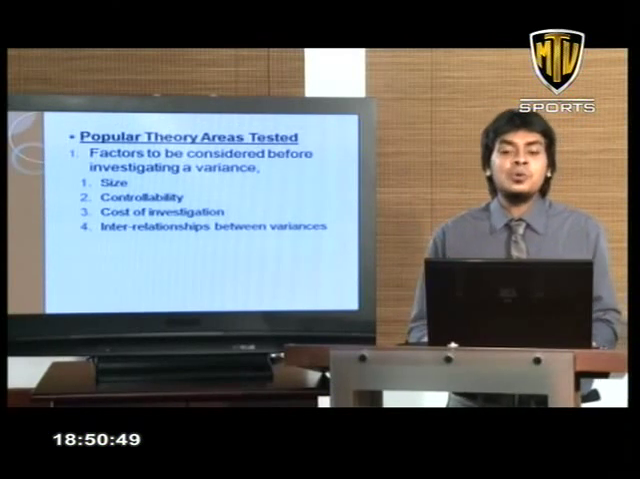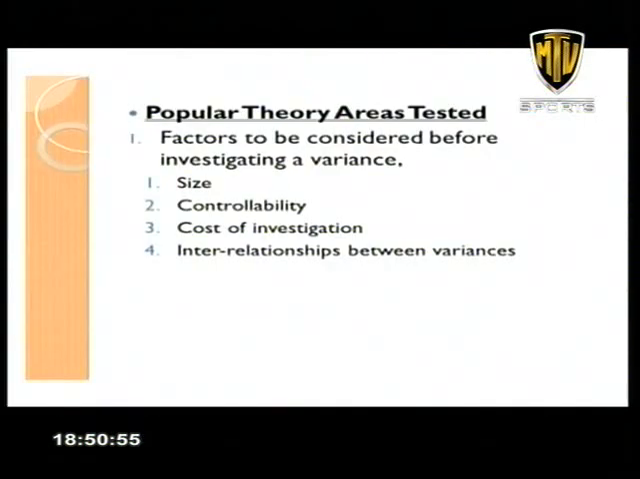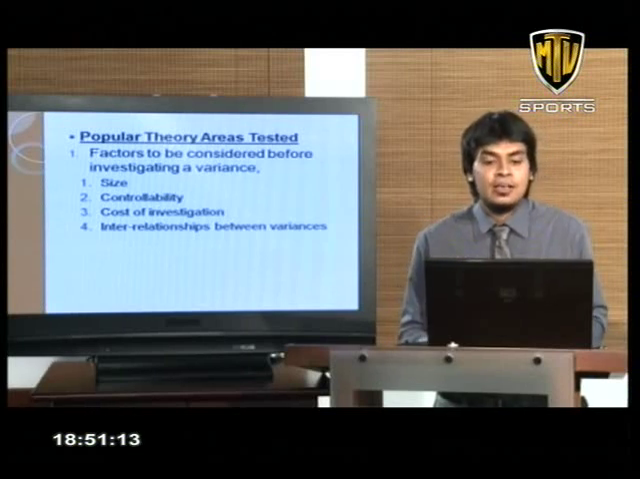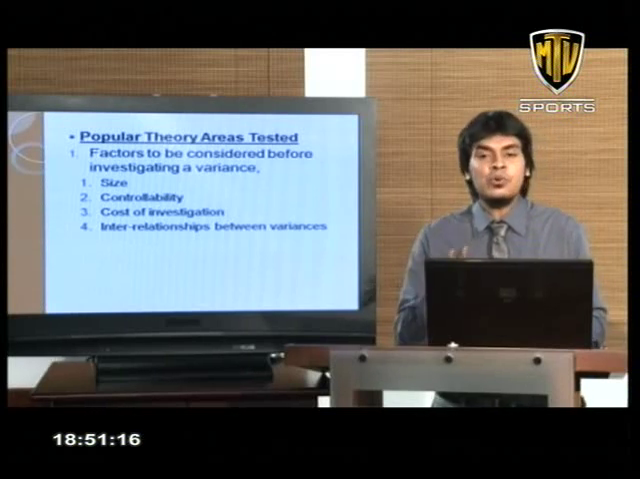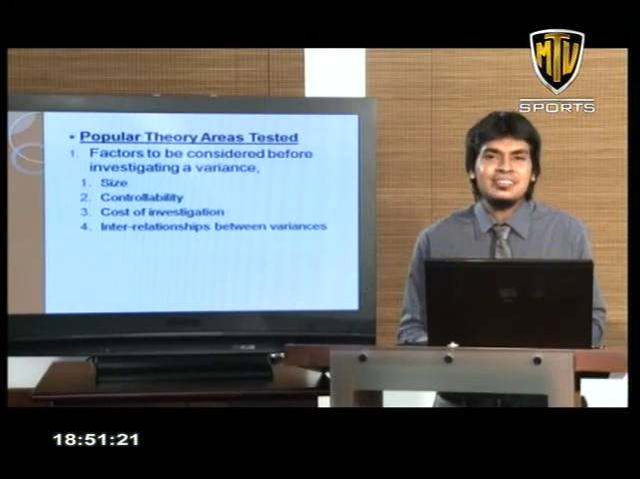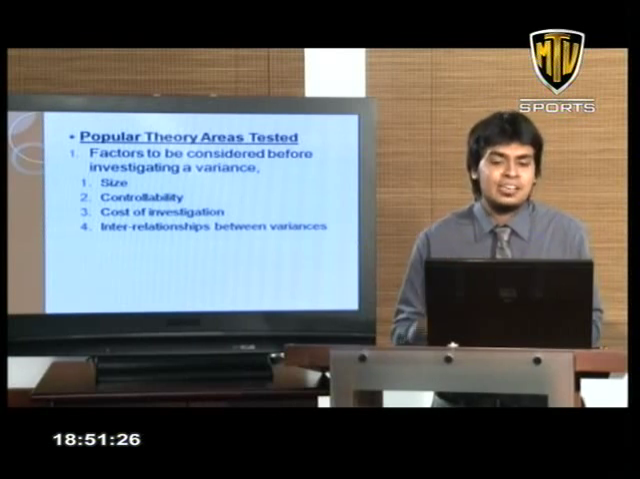So what are the popular theory areas that are usually tested in standard costing? One thing is the factors to be considered before investigating a variance. You're not going to investigate all the variances. It's not worth it. So you need to find out which variances you are going to investigate. The factors you will consider before making that decision are, first, the size of the variance. Small variances sometimes might not be worthwhile, so the size of the variance is something you're definitely going to consider.